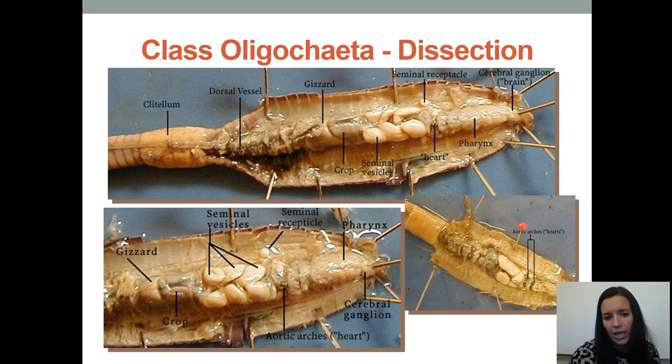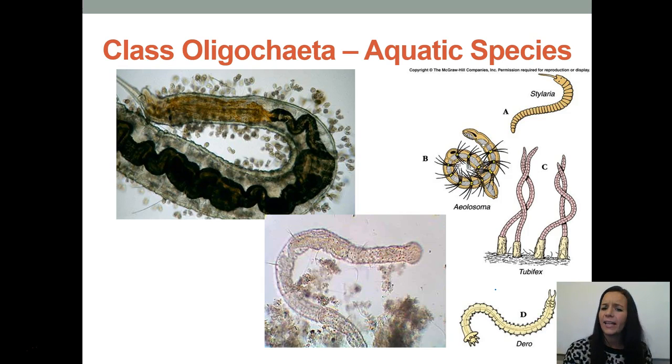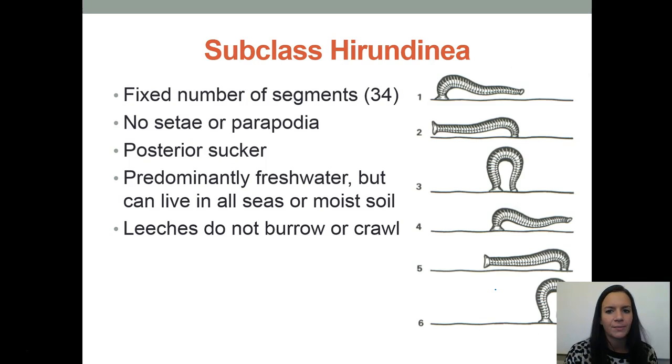Here's just a closer look at your dissection pictures. This is another great slide for you to screenshot or take a picture of, because this will come in handy, especially when you have to know these parts during your dissection. And like I mentioned, there are a few marine species. As you can see, these examples are very different from the earthworms that we typically think of for this class.